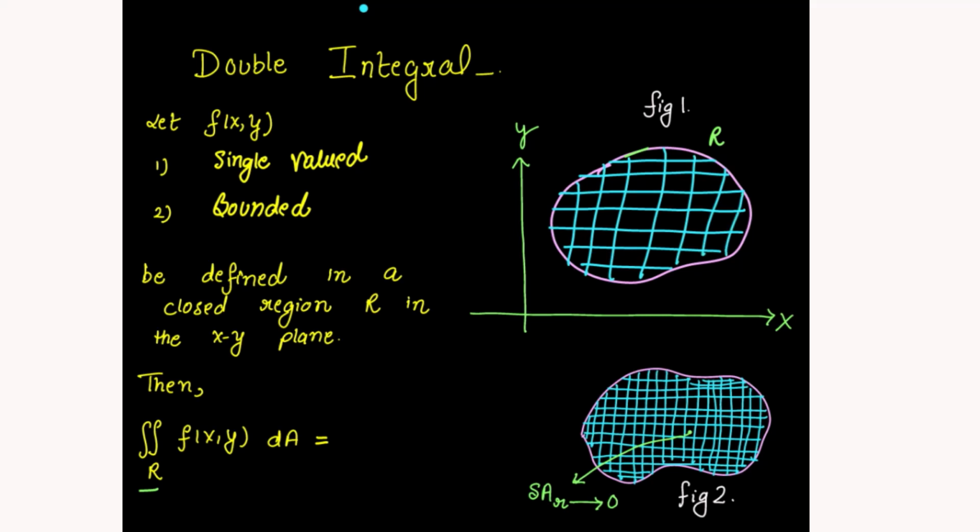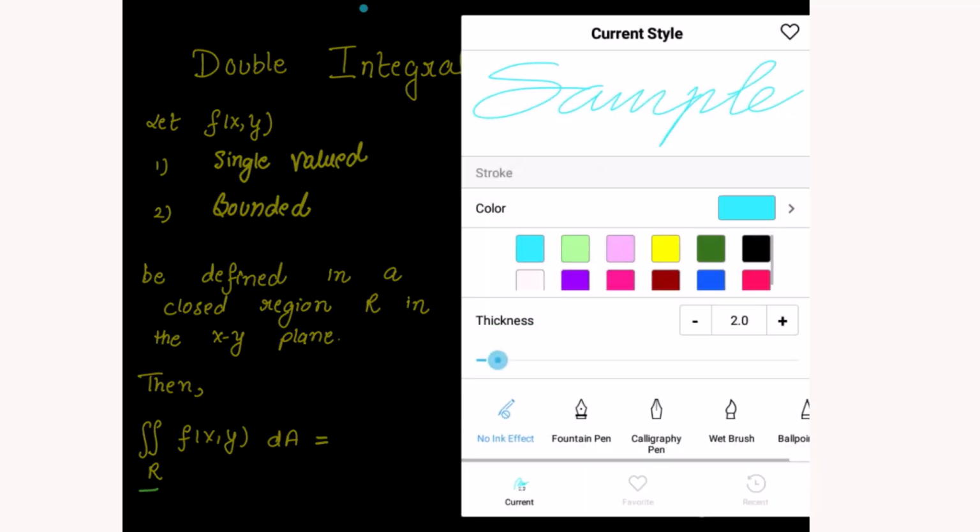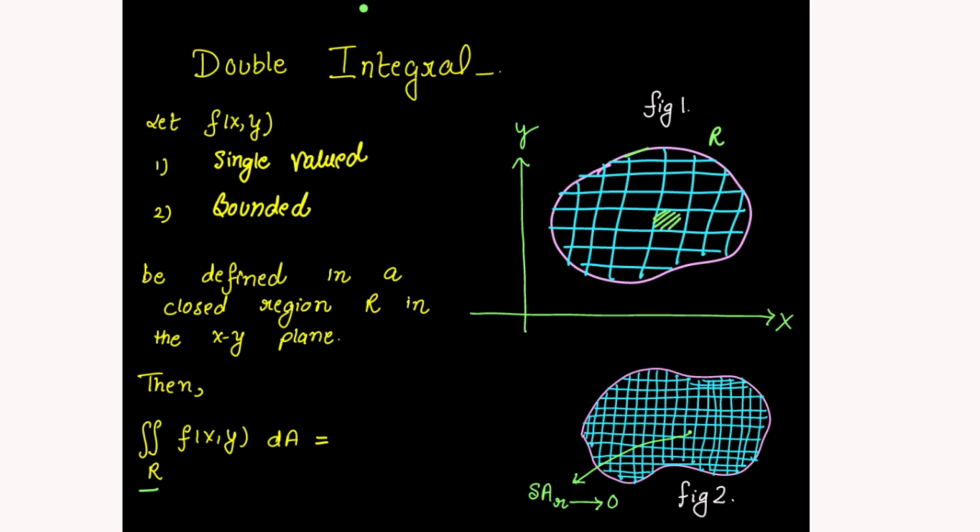Suppose I have divided this region into n rectangles, from 1 to n. Let's consider this rectangle to be the rth rectangle, and this rectangle contains the point (xr, yr). Suppose you can take any rth rectangle, right? Now, if I keep on increasing the number of rectangles by making more and more lines parallel to the y and x-axis like this in figure 2, such that the area of the rth rectangle tends to 0.